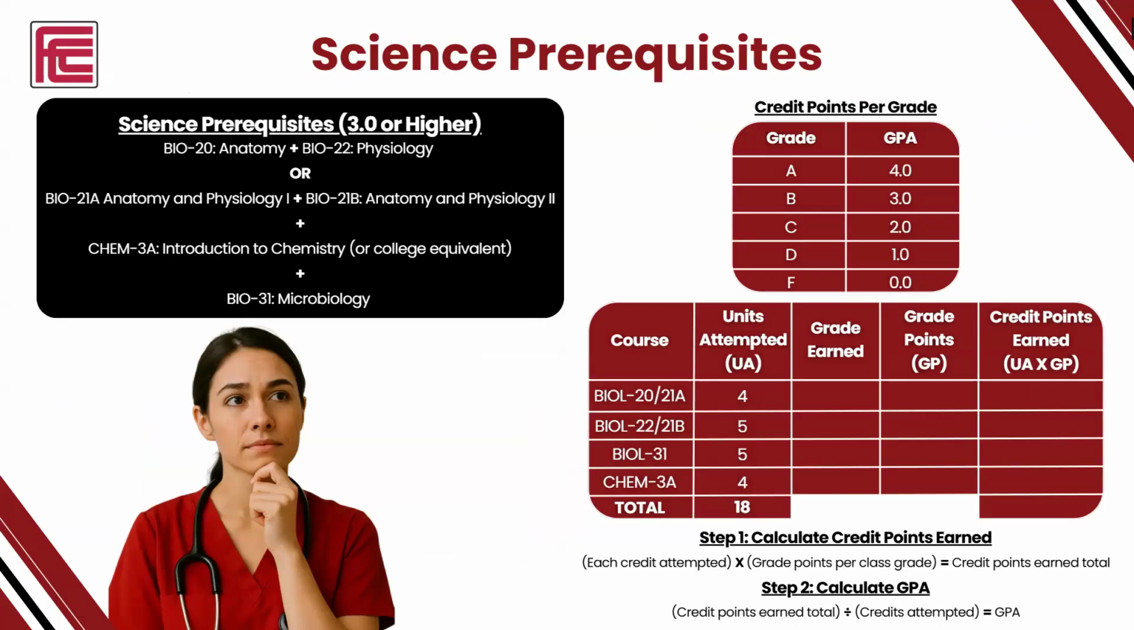Science prerequisites. You can obtain more points for the multiple criteria screening based solely on your science GPA. This slide shows how you can calculate your science GPA. Each of your science courses, anatomy, physiology, microbiology, and chemistry, carries specific unit values. Multiply your grade points by the units for each course, add them together, and divide by the total units attempted. A science GPA of 3.8 or higher earns the maximum points in the multiple criteria screening process.